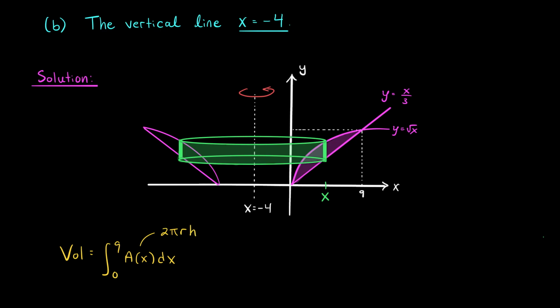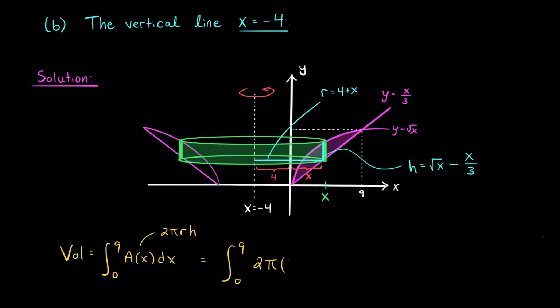Well, folks, the height of the shell, I believe, is the same as in A, right? It's the difference in the heights of these two curves, root x minus x over 3. For the radius, note that to get from the axis of rotation all the way to the edge of the shell over here, we would first need to travel 4 units just to get back to the y-axis, and then we'd need to travel x more units to get to the edge of the shell. So the total distance, 4 plus x, that's going to be our radius. Putting everything together, the volume of my solid is the integral of 2 pi rh, where r is 4 plus x, and h is square root x minus x over 3.